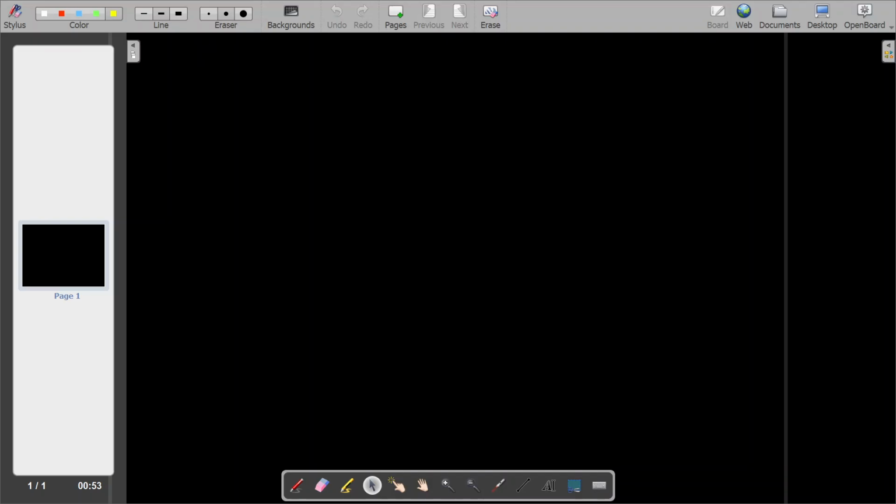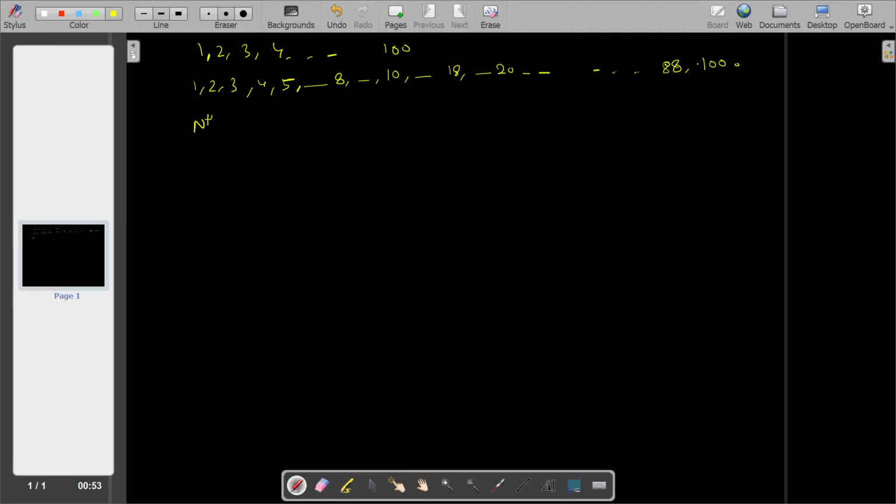So, suppose we have numbers like 1, 2, 3, 4 up to 100. After removing, what will it be? It will be 1, 2, 3, 4, 5, 6, 7, 8, then 9 will not be there, 10, 18, 20, this way. 88, 89 will not be there because they contain digit 9. 90 will not be there. So now 100. So this will be the new list. Now in this list we have to find the nth number. Okay. So the question is clear.